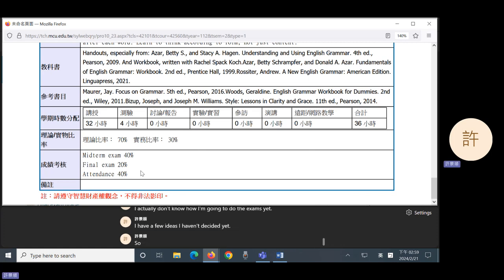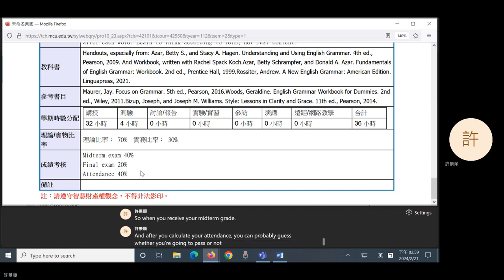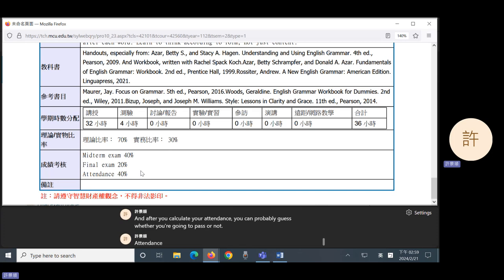So when you receive your midterm grade and after you calculate your attendance, you can probably guess whether you're going to pass or not. Attendance is a total of 40%, right? So a total of 40 points. Each week that you are absent for no reason and you did not take leave, I will take away 6 points from 40. If you use 100%, attendance is 100%, each week you are absent without reason and without leave, I will take away 15 points. So that way you can calculate your own score.